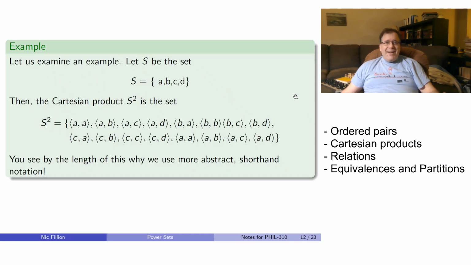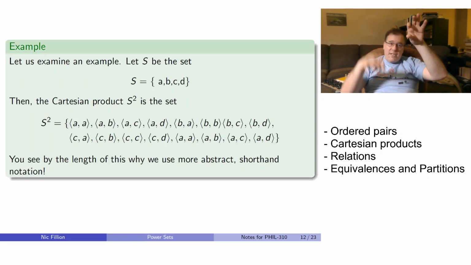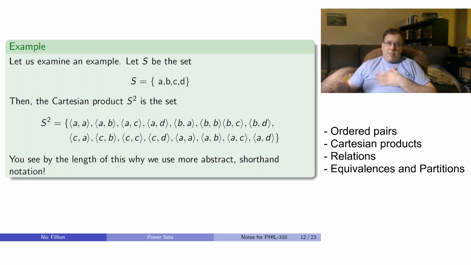So let's look a little bit at an example of what a Cartesian product could be. Take the set S that contains 4 elements, and we're going to form all the possible ordered pairs of S2, so S cross S. That means we're going to have as many pairs as it's possible to form combinations where the first object is picked from S and the second object is picked from S.